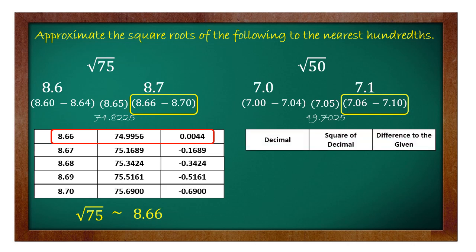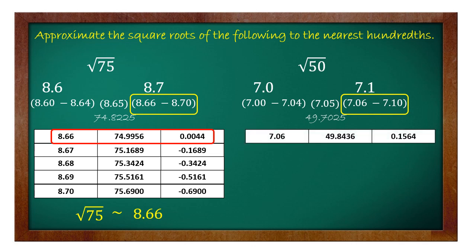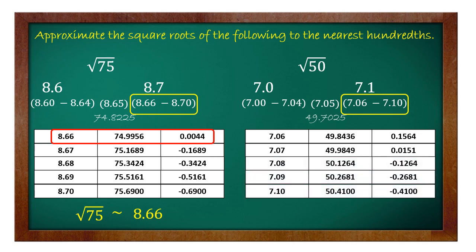So, gagawa ulit tayo ng table, decimal, square of decimal, and then the difference to the given. So, we have 7.06, then imumultiply mo pa rin sa sarili niya, it will give us 49.8436, and then ima-minus mo siya kay 50, will give us 0.1564. So, ganun din kapag kay 7.07, times mo sa sarili niya, will give us 49.9849. And then, pag minus mo siya kay 50, it will give us 0.0151. So, gagawin natin siya hanggang magawa natin yung 7.10.